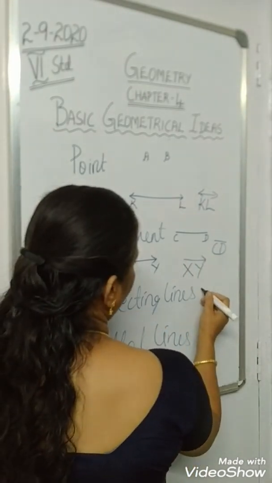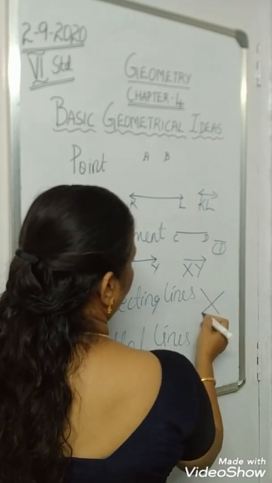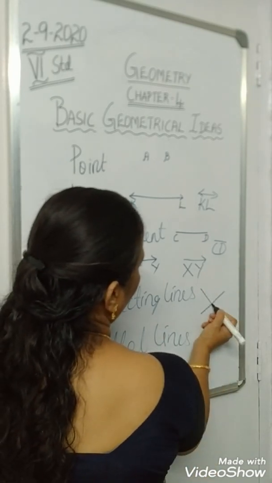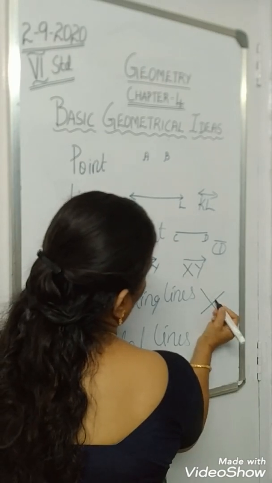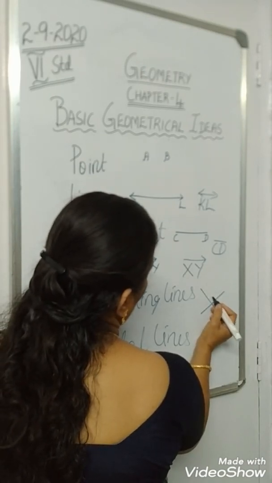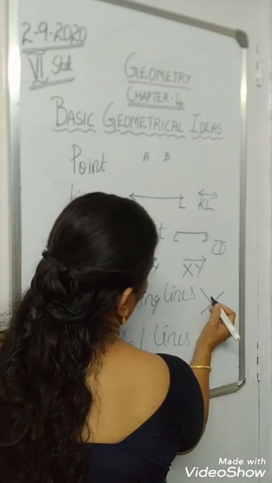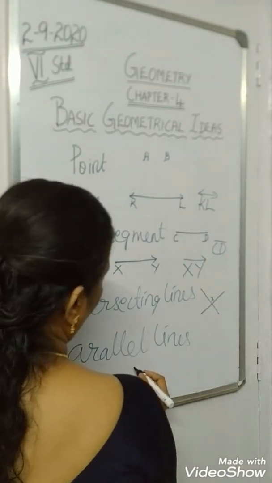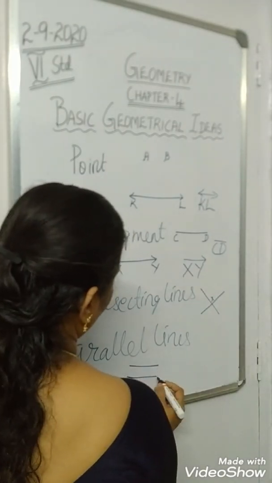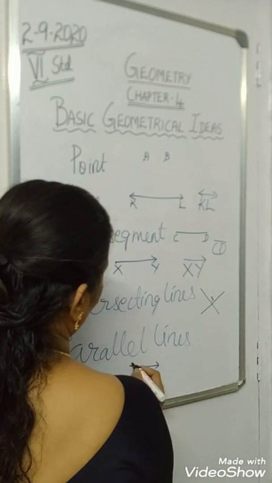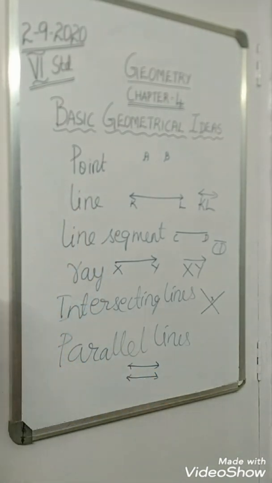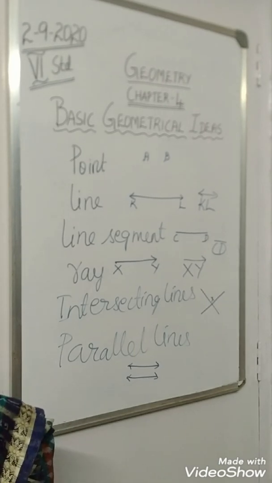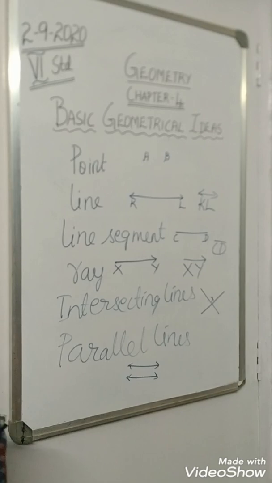Now intersecting lines. When any two lines meet at only one point, such lines are called intersecting lines. Now here these two lines are intersecting lines. Here parallel lines. The lines which do not meet each other are called parallel lines. Yes children? Hope the concepts are clear.